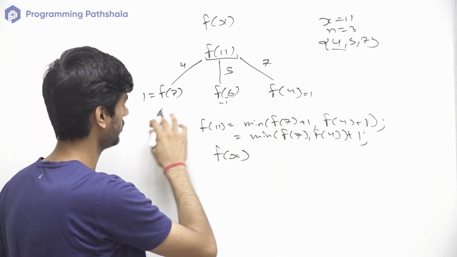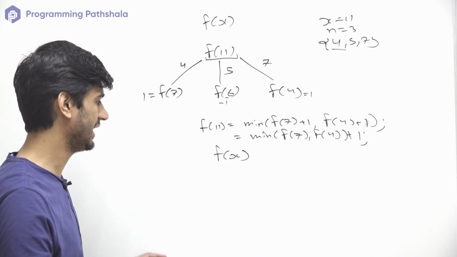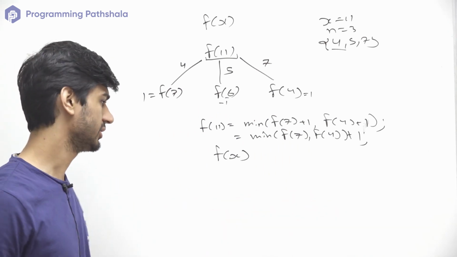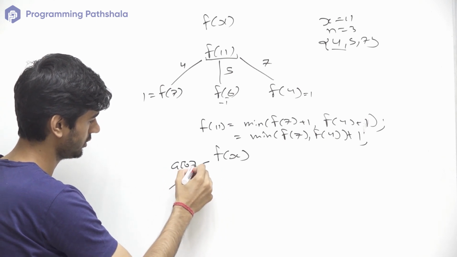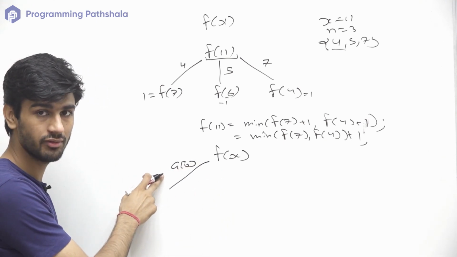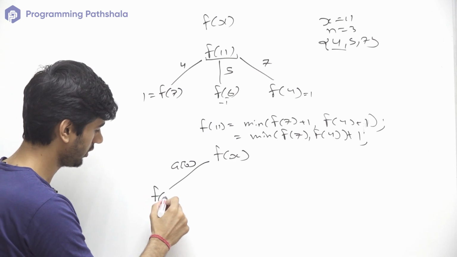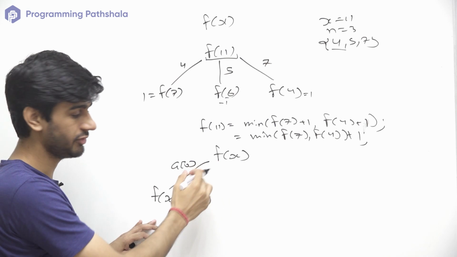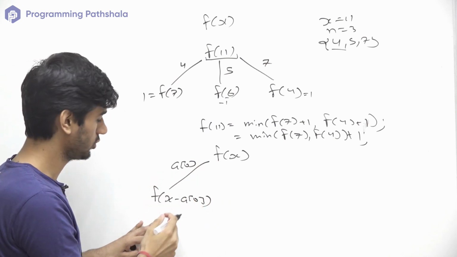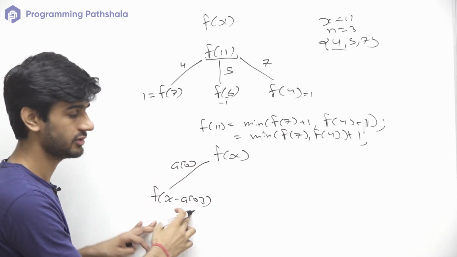Here n is equal to 3, so we got 3 options, but for a general case we will have n number of options. The first option could be to pick the first element, which will be a of 0, right? And if we pick a coin with value a of 0, then we will call this function for x minus a of 0. Why? Because we wanted a sum of x and we got a coin with value a of 0, so the remaining value will be x minus a of 0.